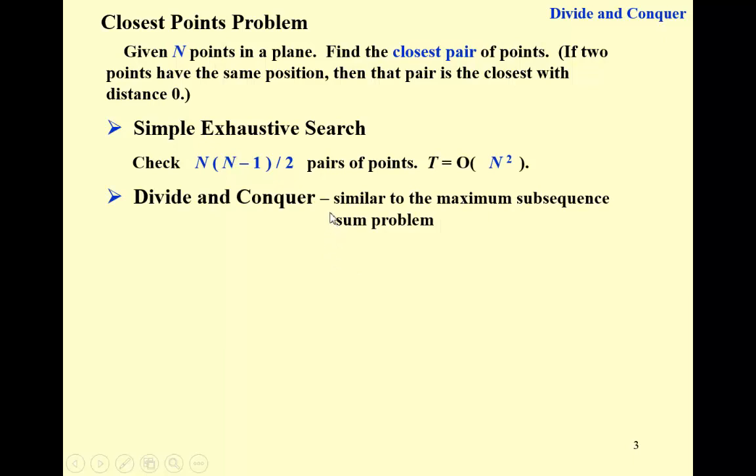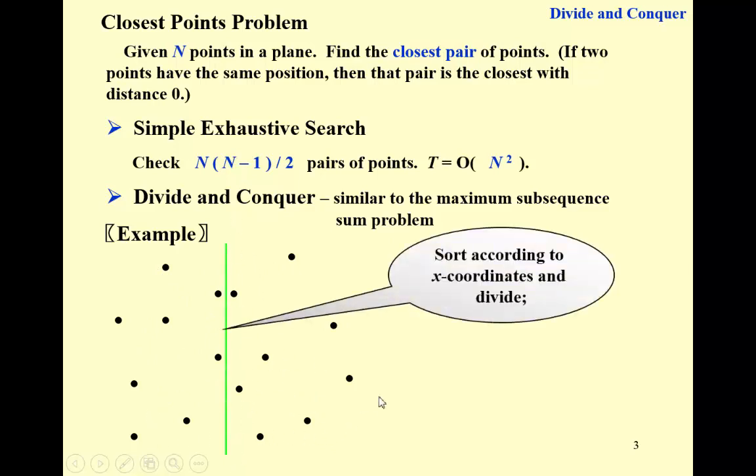Actually, the idea is very much similar to the maximum subsequence sum problem. So what did we do with this problem? Step 1, divide it into 2 parts, right? For example, if we have that many points in the plane, step 1 is to sort them according to their x coordinates and divide them into two parts.